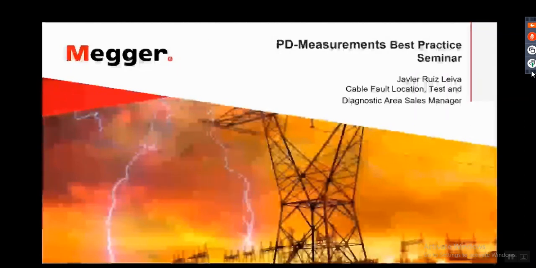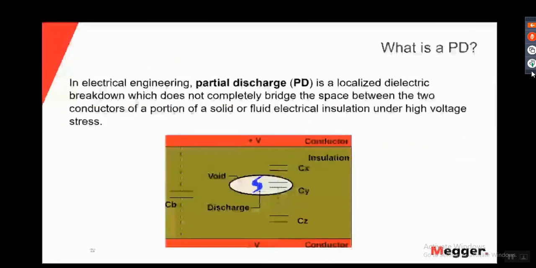Let's start talking about PD measurements. The first question we need to answer is, what is a partial discharge? If you go to Wikipedia, you will find this definition: a partial discharge is a localized dielectric breakdown which does not completely bridge the space between the two conductors of a portion of a solid or fluid electrical insulation under high voltage stress.